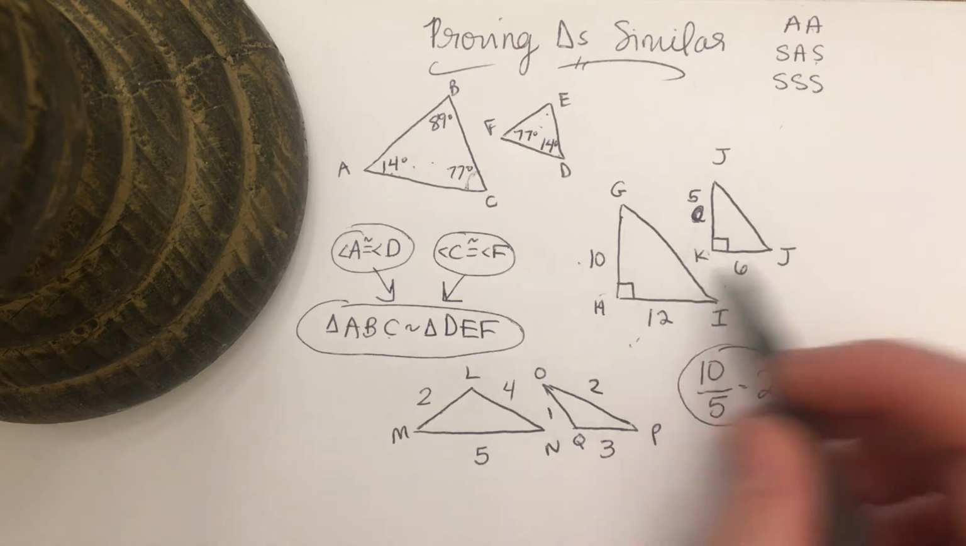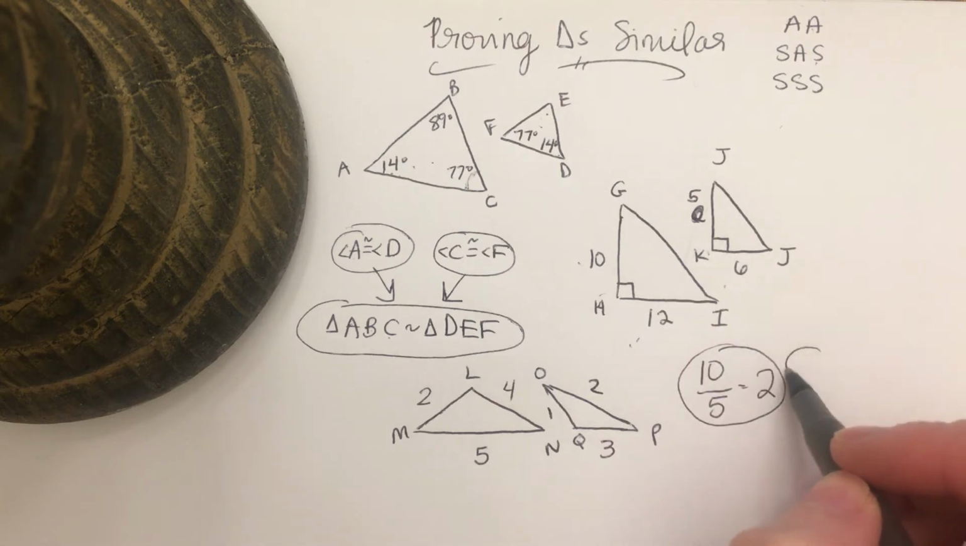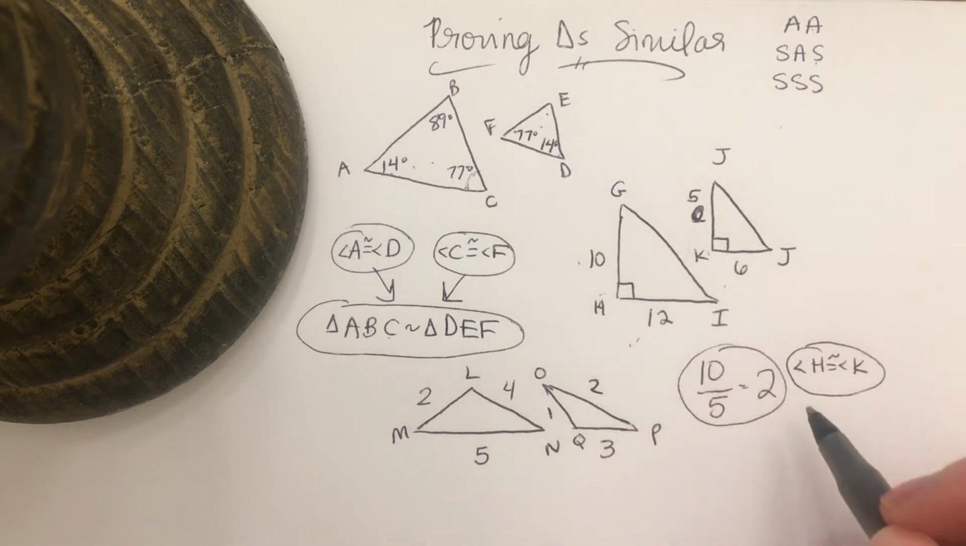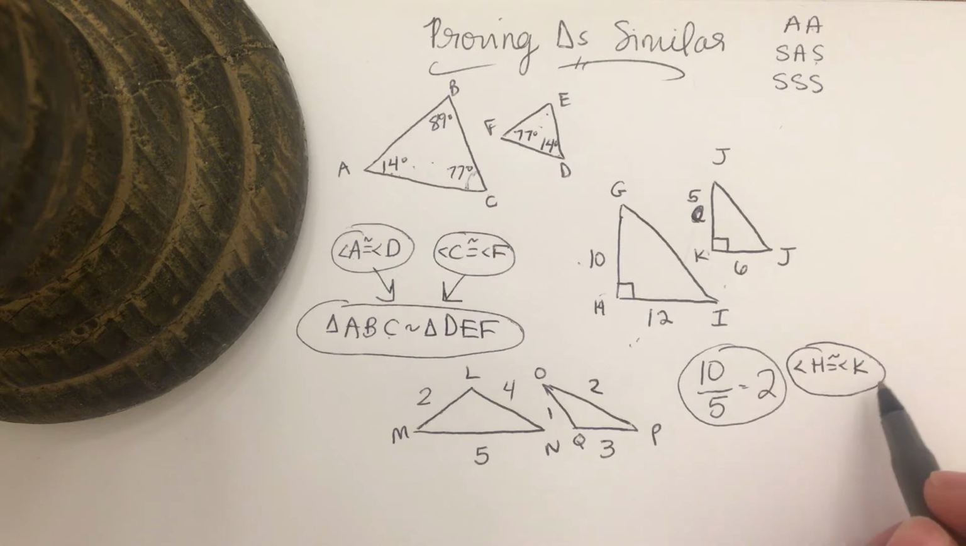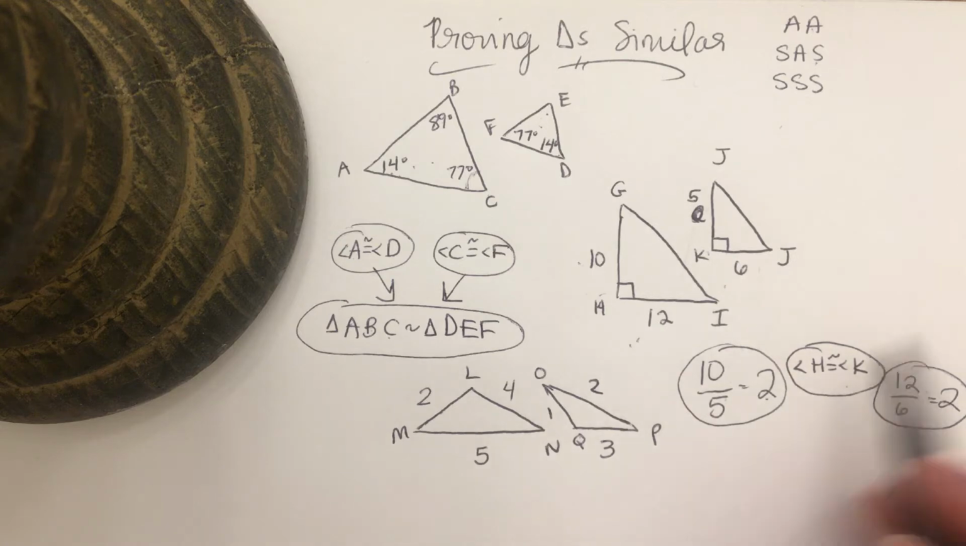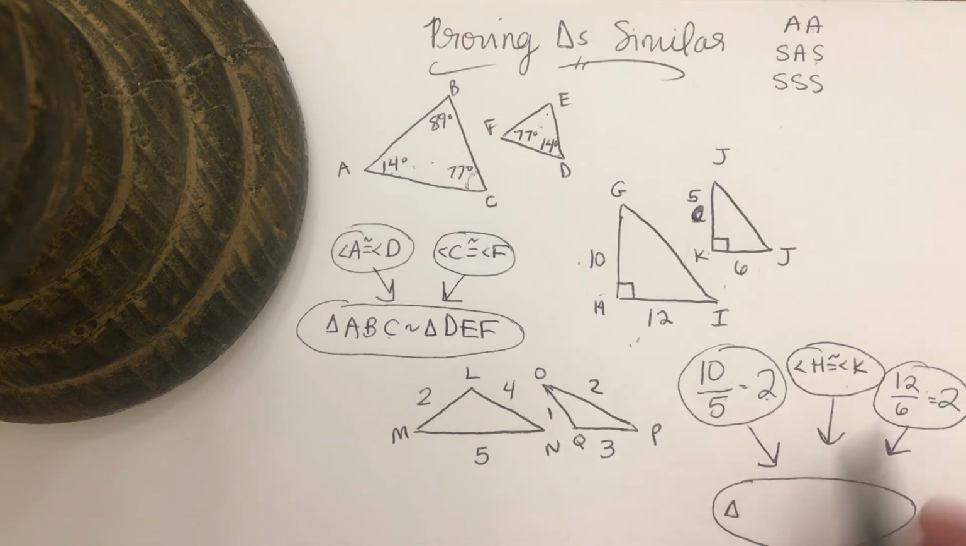That's my side. I also need an angle, so in the middle here, I've got angle H is congruent to angle K. I know those are congruent because they're both right angles. They're both 90 degrees. And then my third side is going to be 10 and 6. So 10 divided by 6 reduces to 2. So because these two equal the same thing, that means I have two pairs of proportional sides and an interior congruent angle. So my conclusion is that triangle GHI is similar to triangle JKJ. Oh, I put J twice. Whoops. Well, that works.